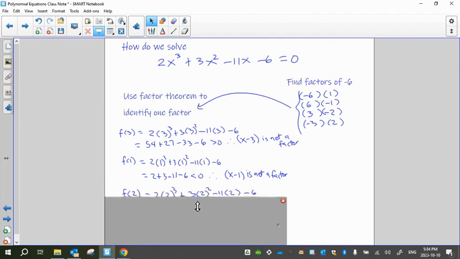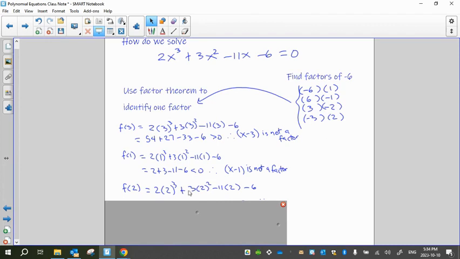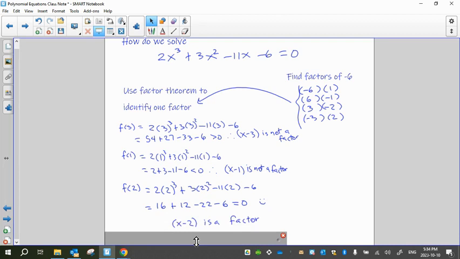Okay, let's continue. Then we evaluate f of 2. When we evaluate f of 2, we see that we have this calculation, 2 multiplied by 2 cubed plus 3 multiplied by 2 squared minus 11 times 2 minus 6. And lo and behold, this equals 0. So this is good news for us because now we know that x minus 2 is a factor of this cubic function. And that was our first step.